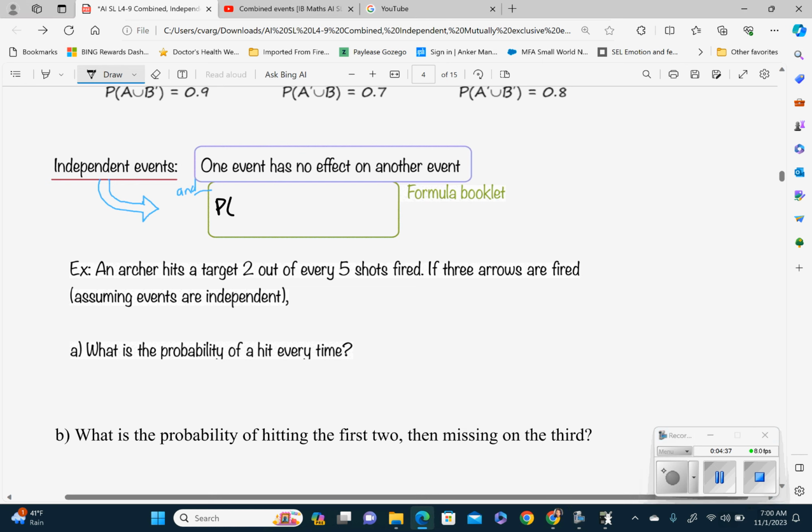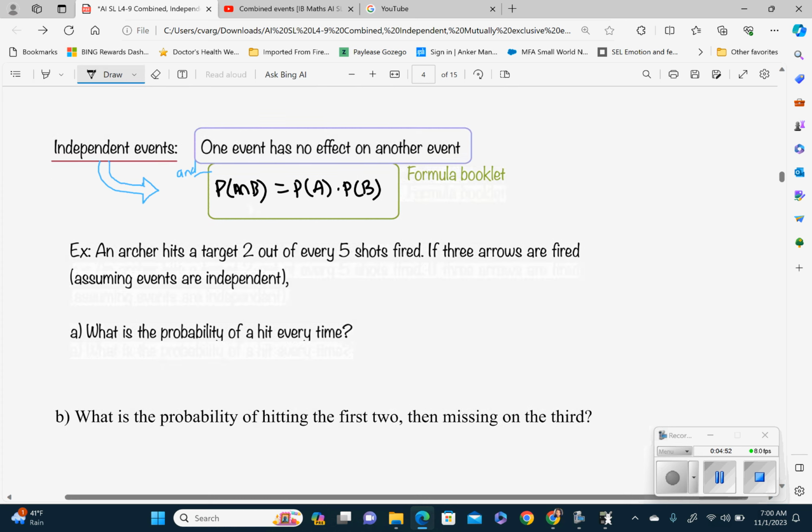So this formula is given to you in your formula booklet. So here's the formula. Probability of A and B is equal to the probability of A times the probability of B. And we talked about that above.